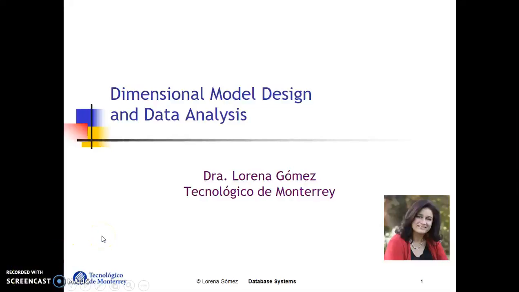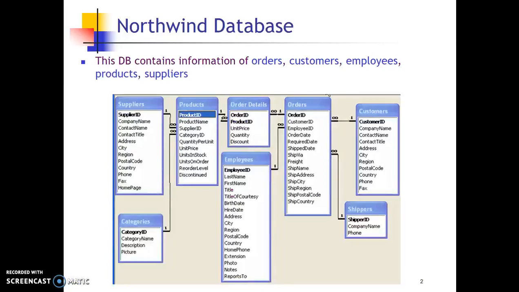This session is about dimensional model design and data analysis. We have information about a store, an online store, that has information about the orders. We have the orders here, and for each order, we have a customer and a shipper, and that order is assigned to an employee.